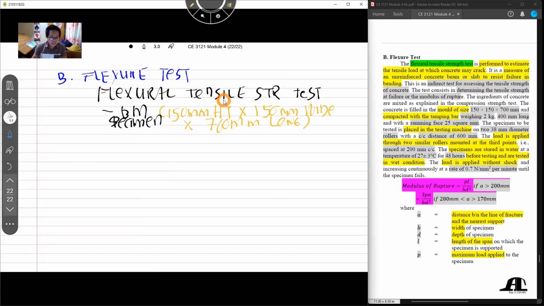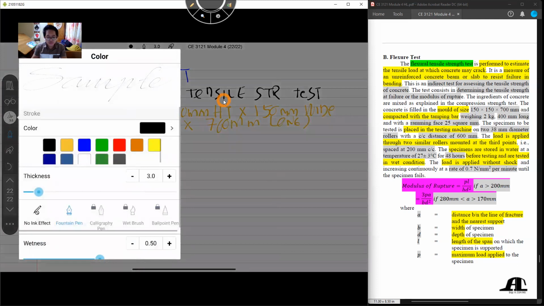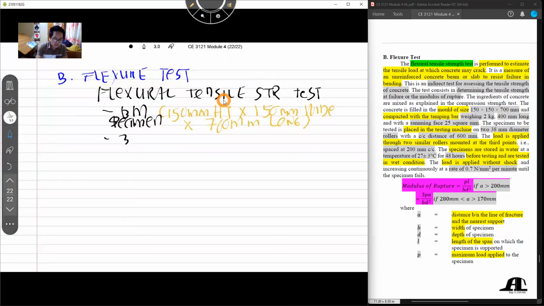Tapos, ang mini-measure natin, class, is same. Ilagay na rin natin. So, 3 layers of 25 blows. So, stamping niya.